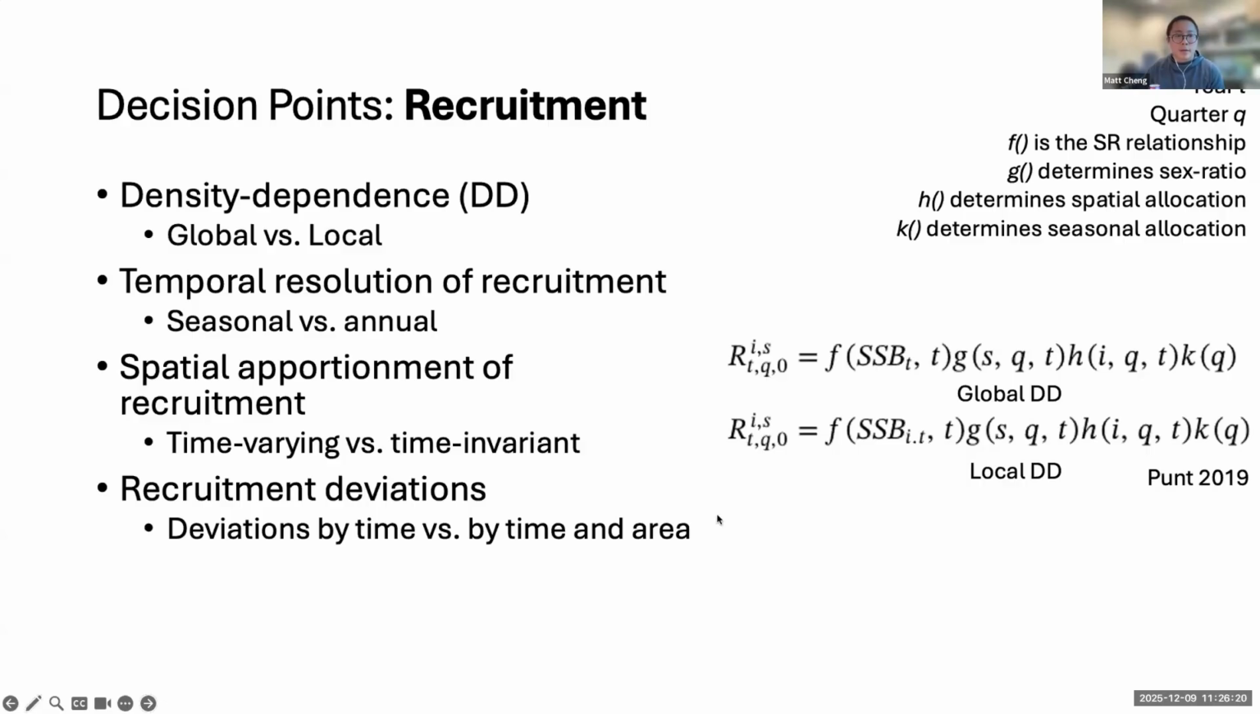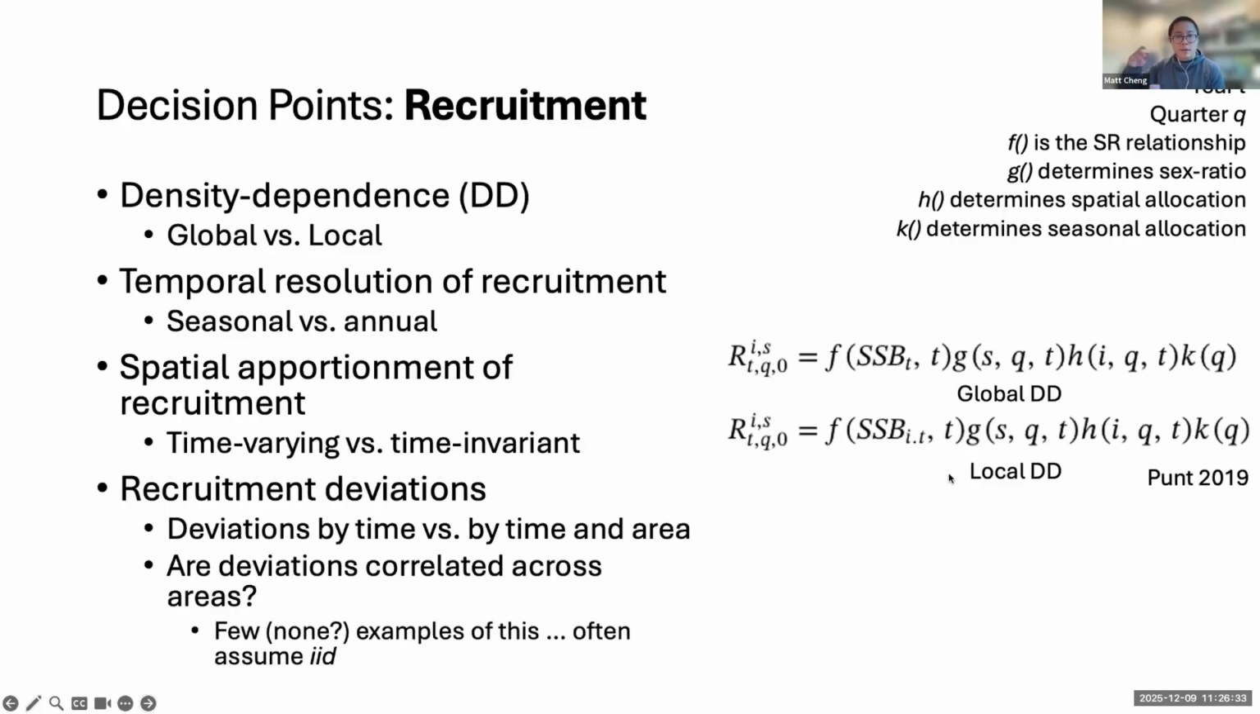I think another consideration we might think about is whether or not recruitment deviations are correlated across areas. So something like an AR1 or some sort of multivariate normal correlation. I don't know if there's been any examples of correlated process error in recruitment here, but I think maybe this is something we should also think about.